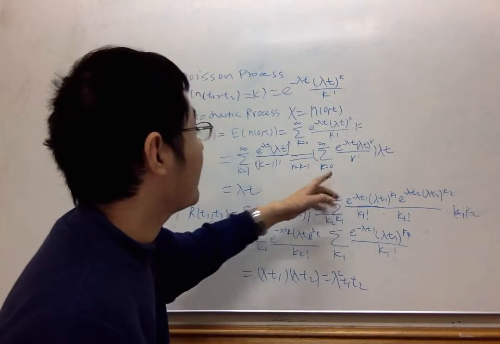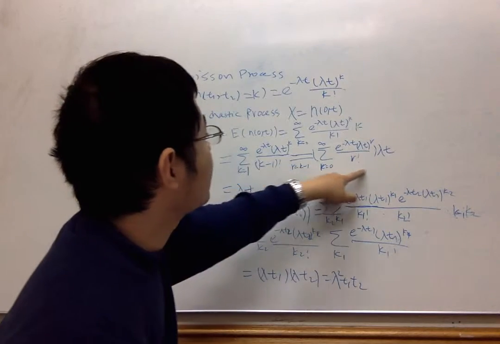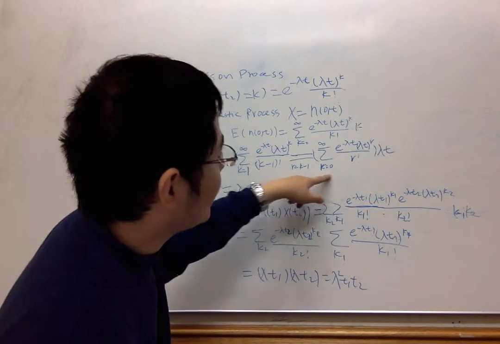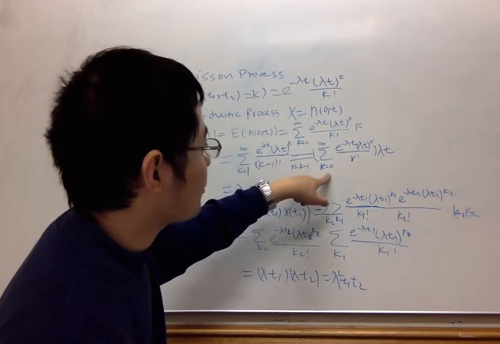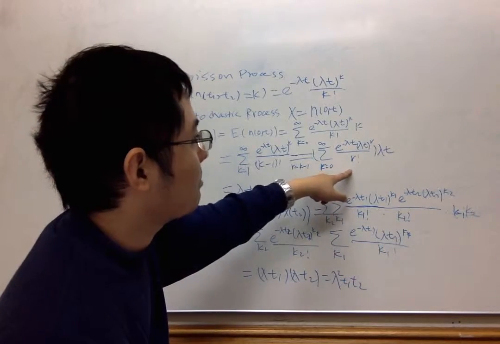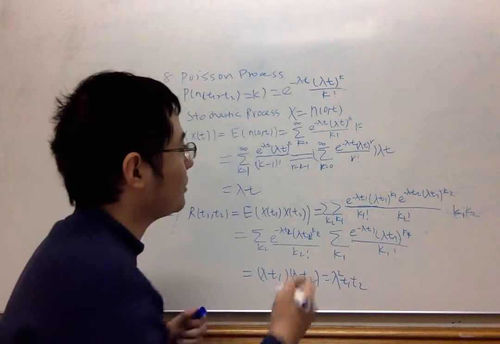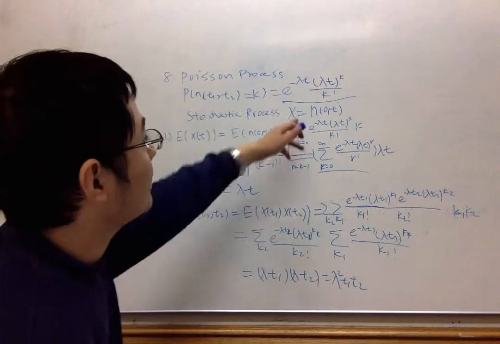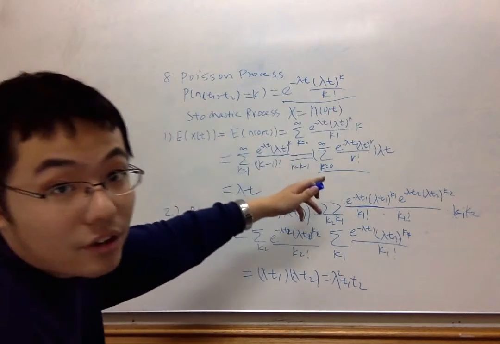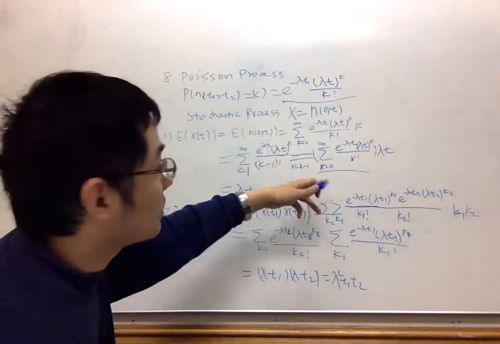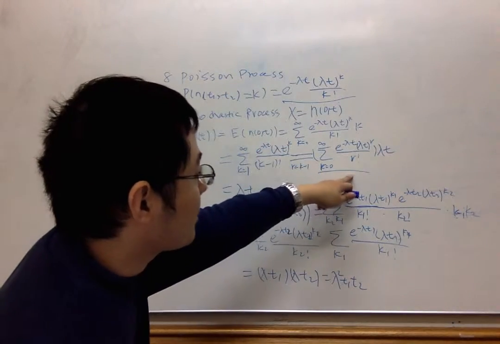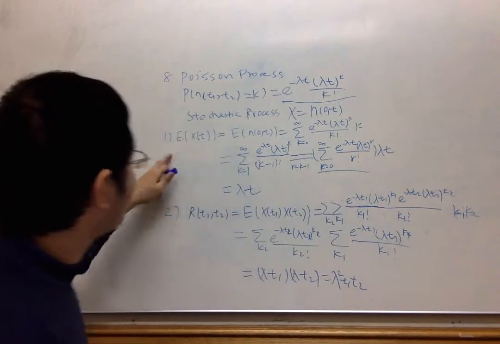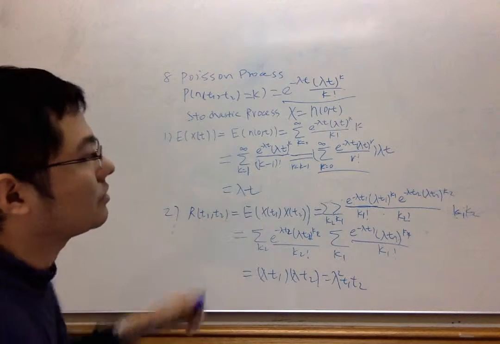What remains is just the expression of the Poisson probability function. We can compare here; they're actually identical, just with a different dummy variable, one is k and the other is r. So this summation should be 1, and our final answer should be lambda t.